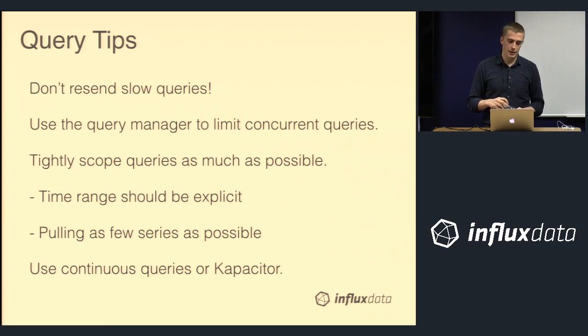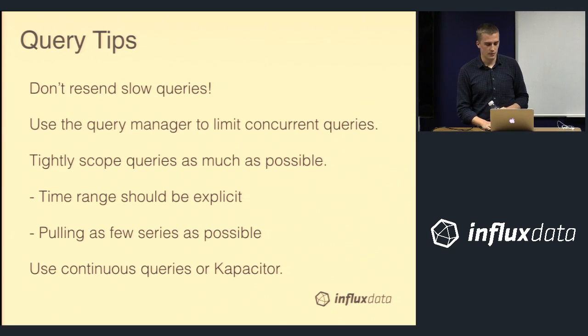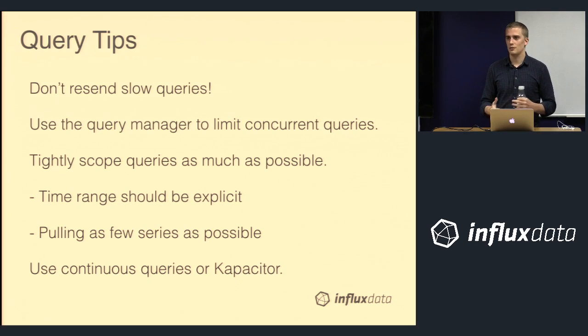Also, if you're just running regular queries, one thing to keep in mind is to try to tightly scope queries as much as possible. That means the time range should be explicit and just as much as you need, and try to pull as few series as you possibly can. Because under the hood, if you're, for instance, doing a select star on a measurement with 10,000 series, it's basically merging the union of all those different series when it's sending back the results. So generally, querying fewer series with a more scoped query is better.